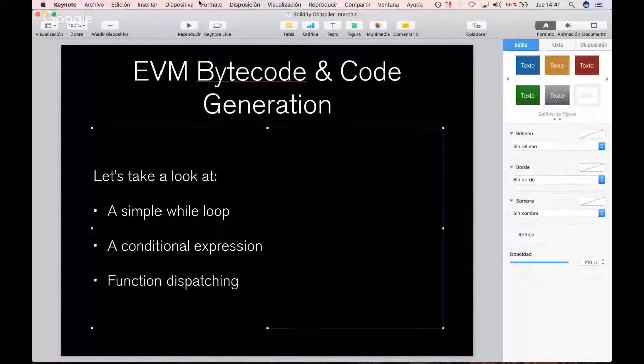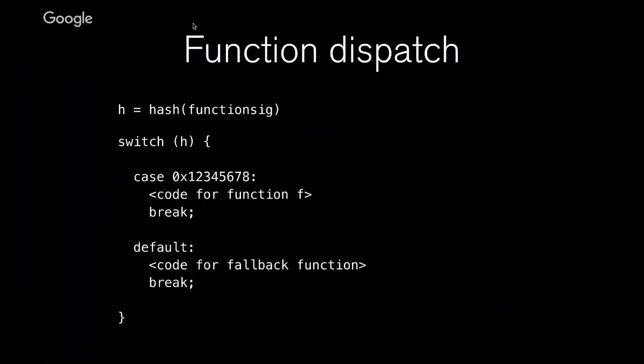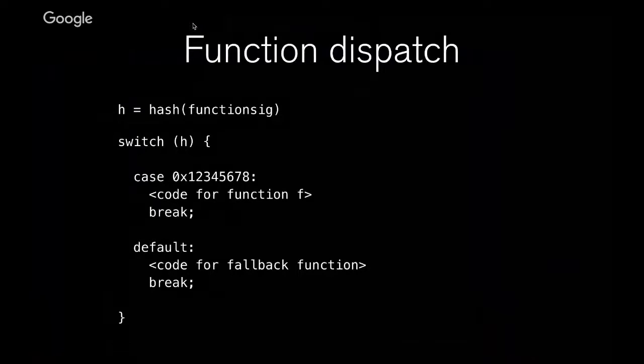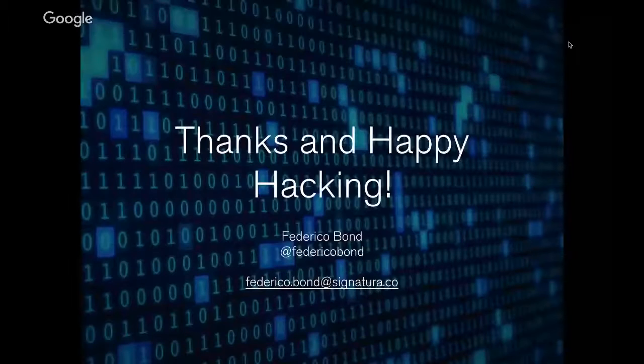And with that, pretty much out of material, I think. Okay, so conceptually, we can think of function dispatch as a switch where we hash the function signature, and we have code for going into each function. So that's all I have, and I hope you liked it and you understood more about how a compiler works and how the Solidity compiler works.